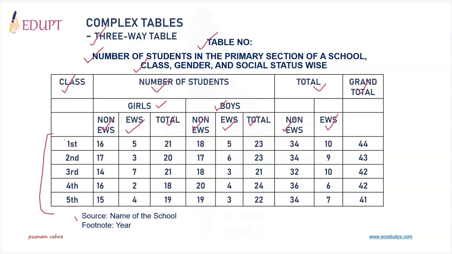So once again, source of information is the school itself. So you will have name of the school. Footnote can be the year for which this information is being provided. I hope it is now clear the difference between two-way and three-way table. These are all complex tables.